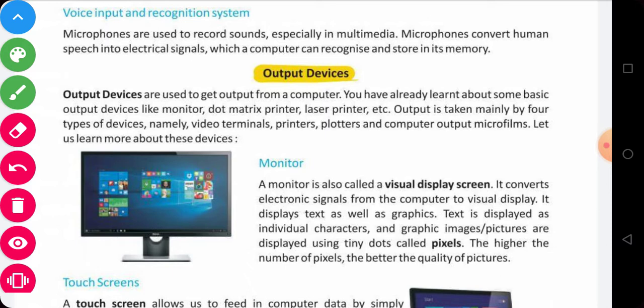Mainly the output devices are monitor and printer. These are examples of output devices. Output devices are used to get output from a computer. You have already learned about some basic output devices like monitor, dot matrix printer, laser printer, etc. Output is taken mainly by four types of devices, namely video terminal, printer, plotter, computer output microfilm, etc. Now we are going to read one by one about the various output devices.